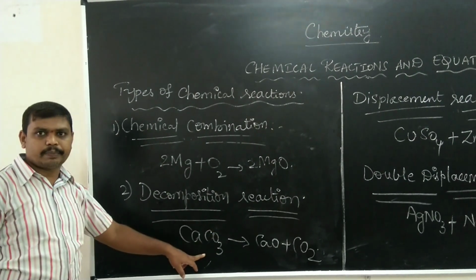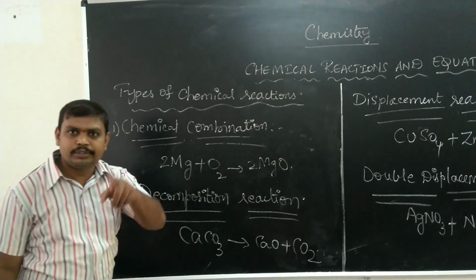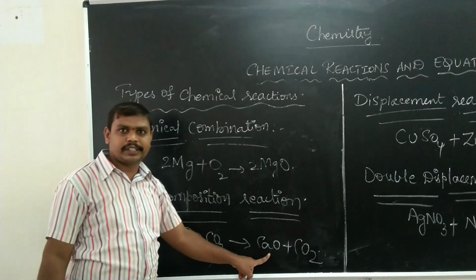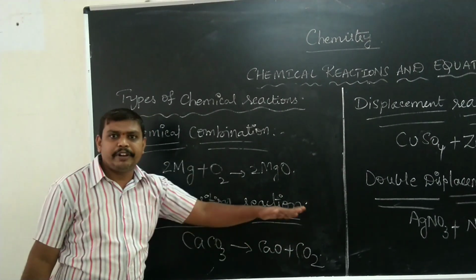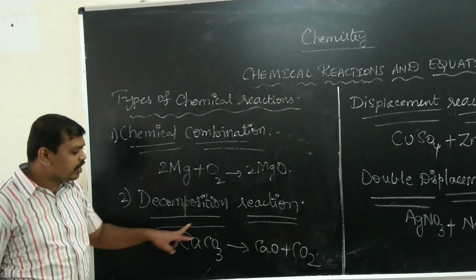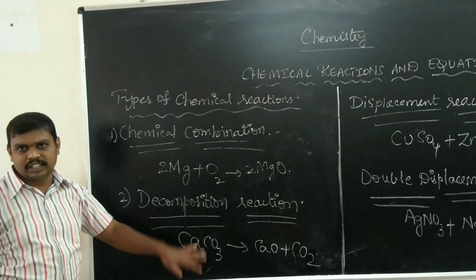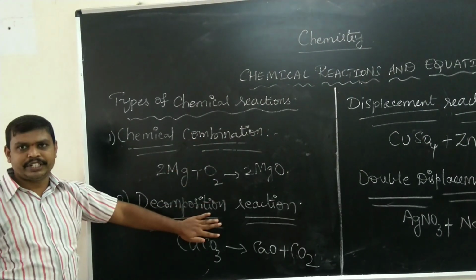This calcium carbonate will be giving rise to what? 2 substances. What are those 2 substances? One is calcium oxide plus carbon dioxide. So 2 substances are being formed on the product side, and on the reactant side we have taken CaCO3, which is calcium carbonate. That is the major difference between the chemical combination and decomposition reaction.